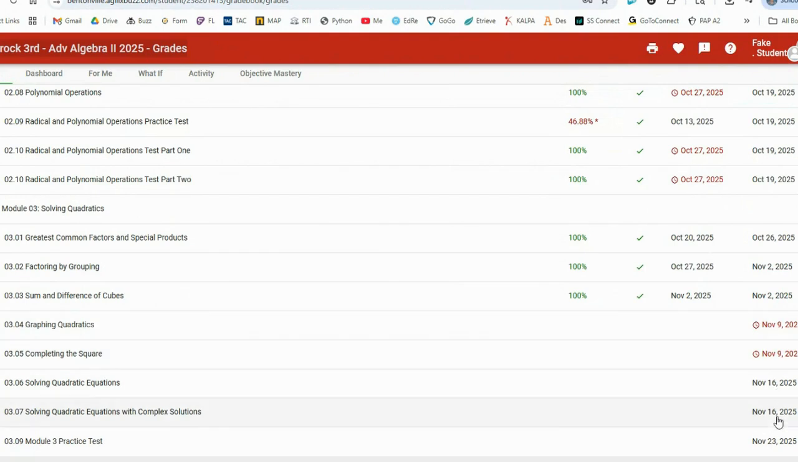But this week, November 16th, we are on, oh look, the last 2 lessons. So we're going to finish this up, and then next week will be the test right before Thanksgiving. So we'll be done with solving quadratics by next week. We're going to look at 3.06, solving equations, and then 3.07, solving them with complex solutions, which complex means imaginary.